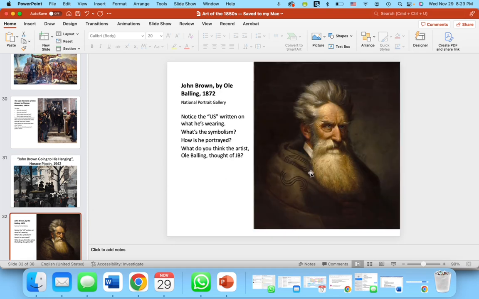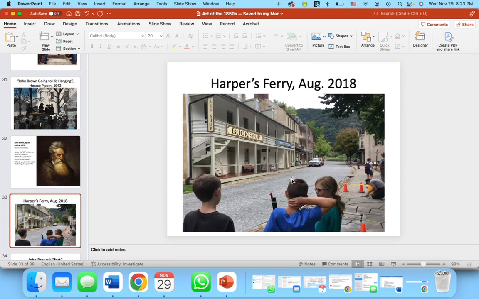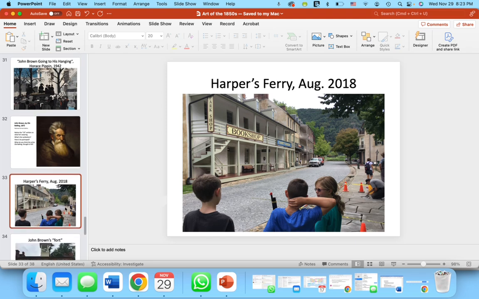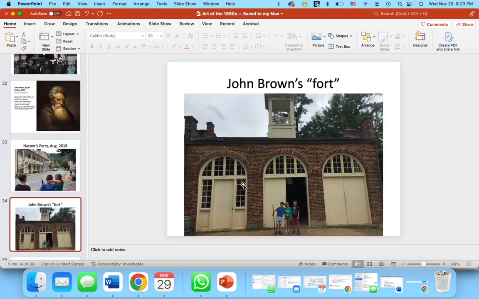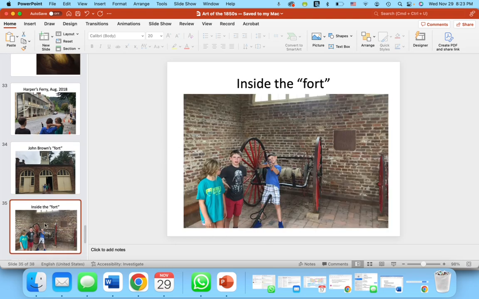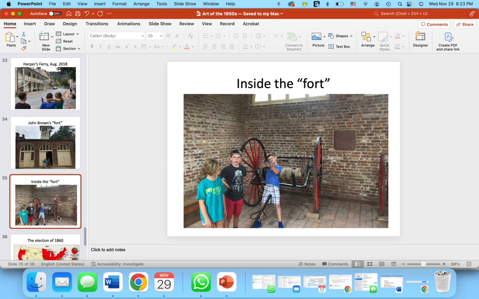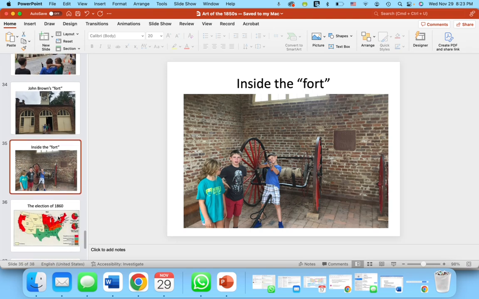This is the nightmare come true for the South. They're terrified that the North will give guns to the slaves. And here you see Harper's Ferry. It's in Virginia, about an hour outside of D.C. Here are my kids. And this is the firehouse where John Brown made his last stand. Okay, it's a firehouse. And Robert E. Lee was then officer for the U.S. Army, and he's sent out and arrests John Brown, and he's hanged, and he's killed. And the South is freaked out.